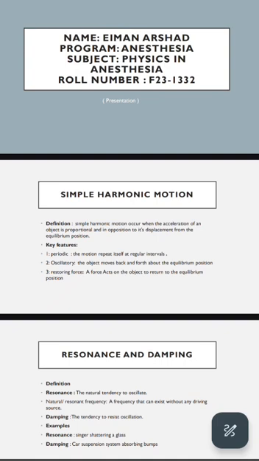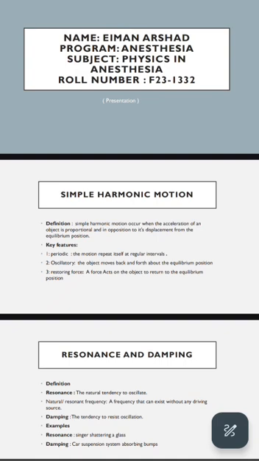Simple harmonic motion occurs when the acceleration of an object is proportional and in opposition to its displacement from the equilibrium position. Basically, simple harmonic motion is a type of periodic motion in which a particle moves back and forth about a mean position. Its mathematical representation is F = -kx, where F represents the restoring force, k represents the spring constant, and x represents the distance from the mean position. Here, the negative sign shows that the force is always directed towards the mean position.